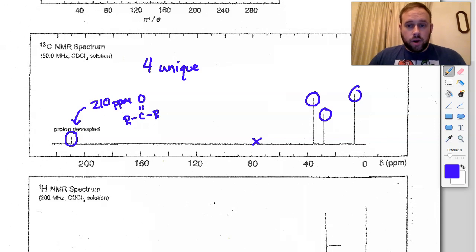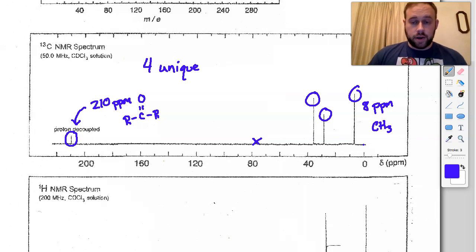All right, so now if we go upfield to these smaller ppm numbers here, the first one here is around roughly 8 ppm. Anything that's pretty much below 10 ppm is almost always guaranteed to be a methyl group. So this is going to be a CH3, likely one of the 2 terminals. It's probably the one further away from the ketone just because it's further upfield. There's no de-shielding effects going on here.